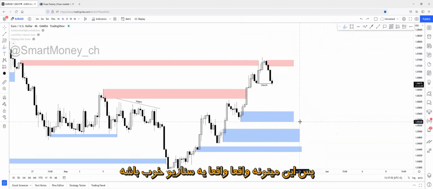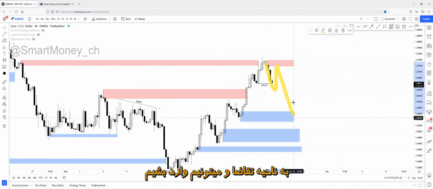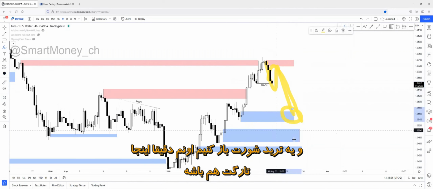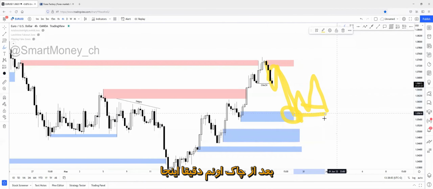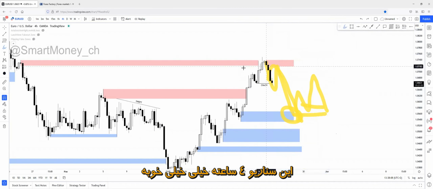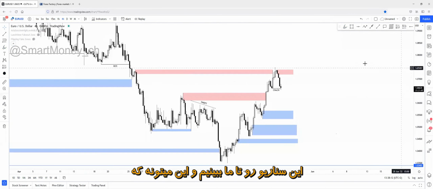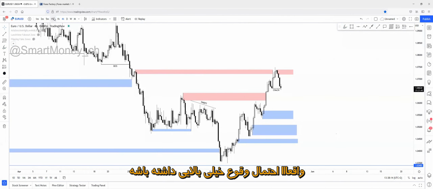So this could be a really, really good scenario for this week, for this day. If price creates a pullback down to this demand region, we can enter a short trade right here, targeting these demand zones, then enter a long trade after a change of character right here, targeting the last recent high point. This is a really good 4-hour scenario, and price is actually showing this scenario to us. This could be a really high probability scenario.